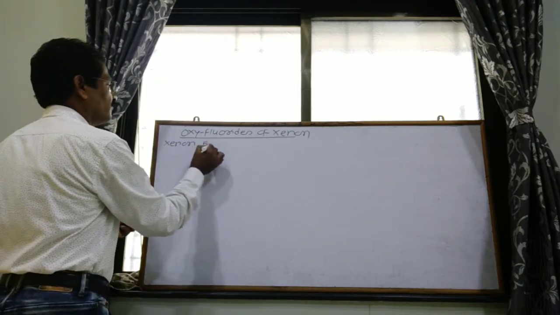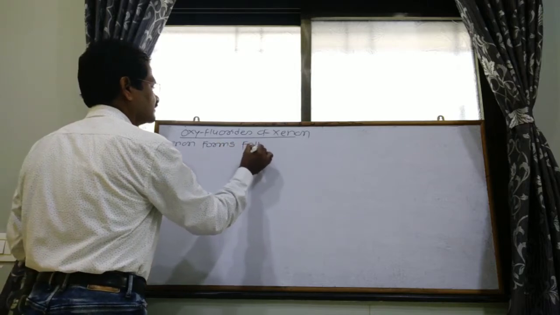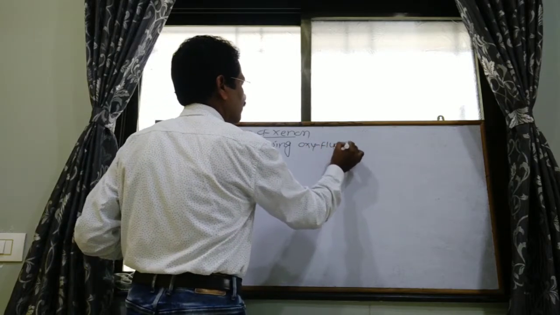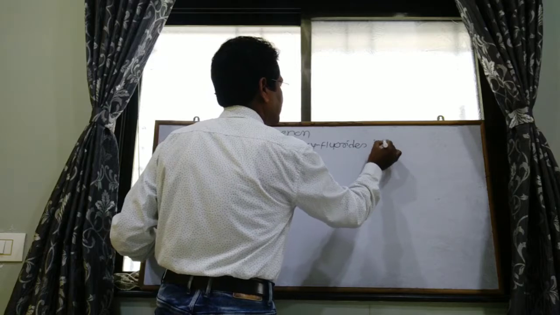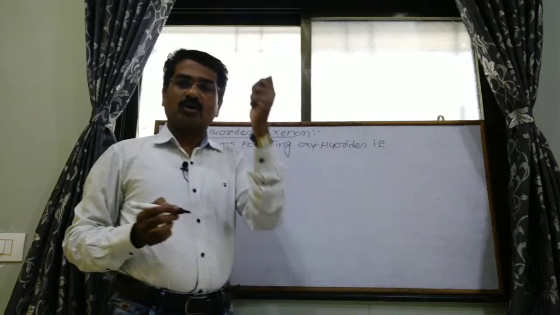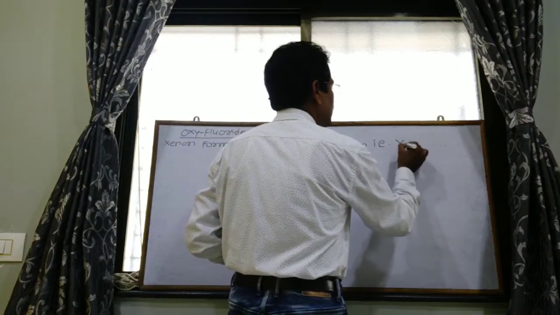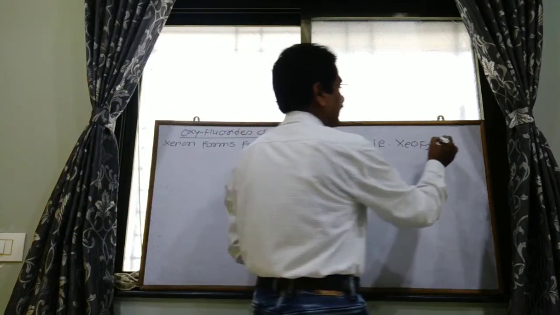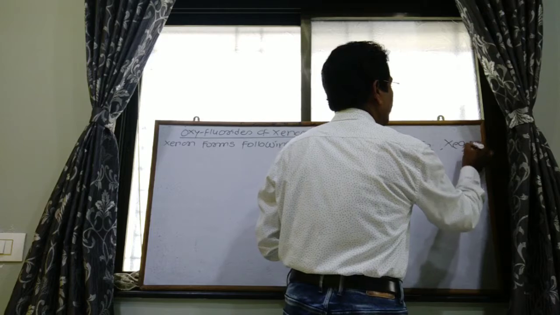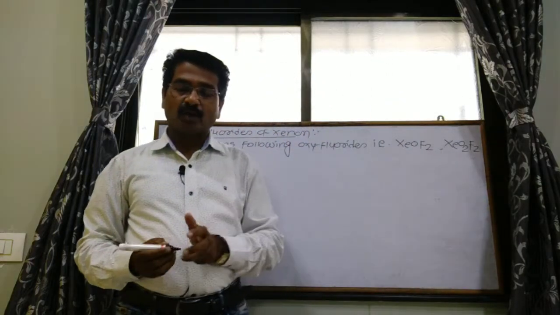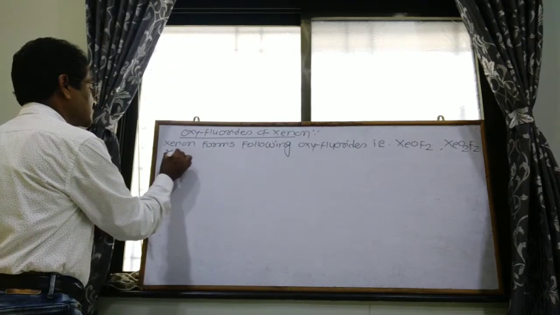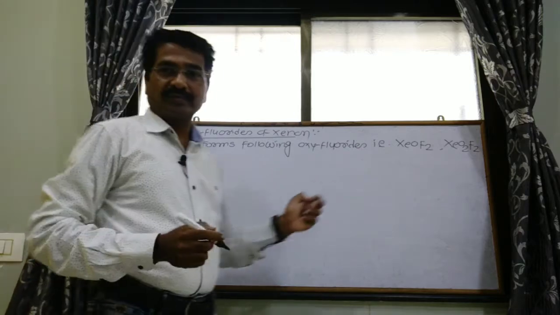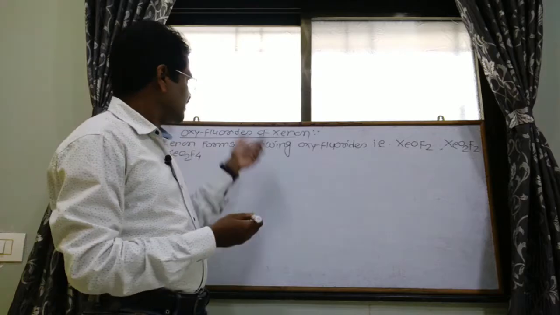Xenon forms the following oxyfluorides. Which are those oxyfluorides? XeOF2, xenon oxydifluoride, then XeO2F2, the second oxyfluoride of xenon, then XeO2F4, etc. A number of xenon oxyfluorides.